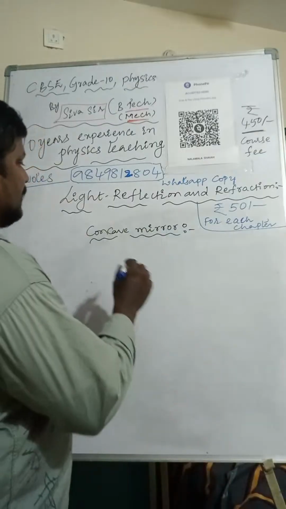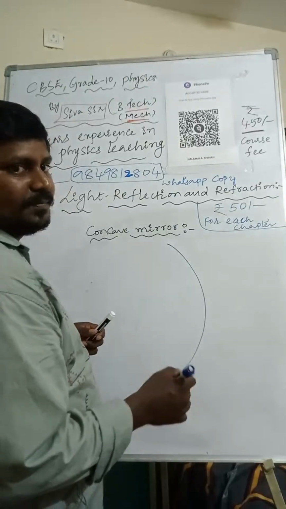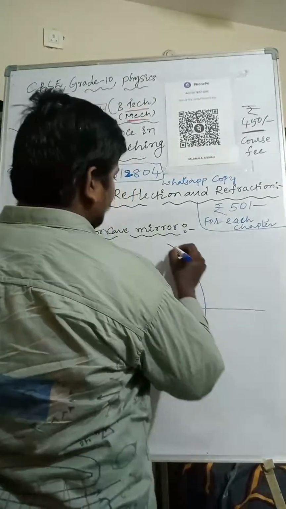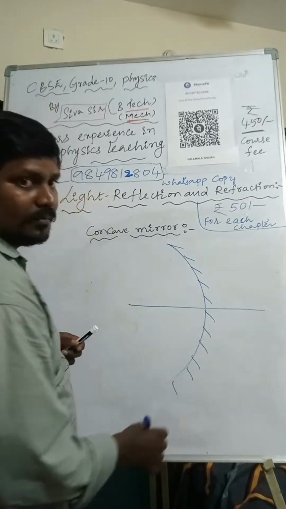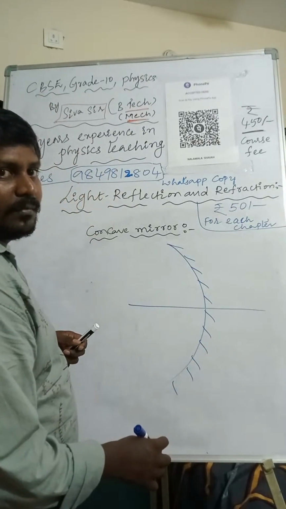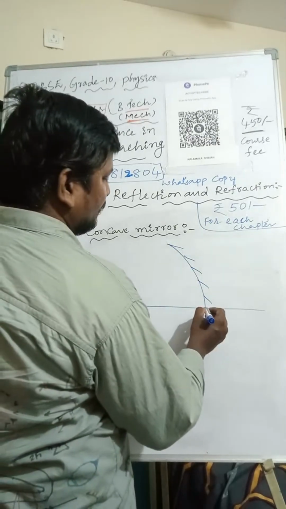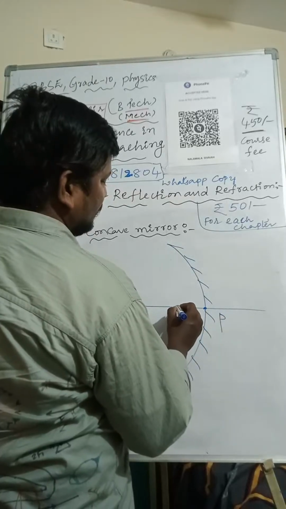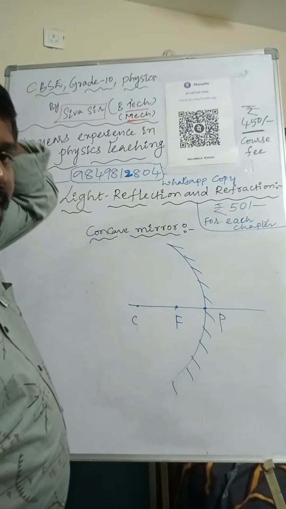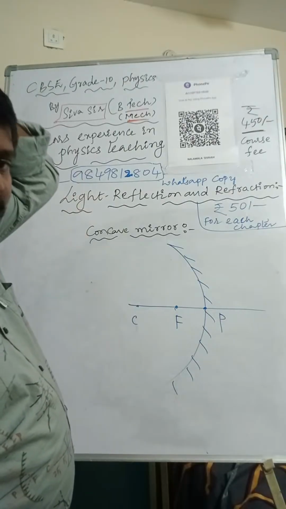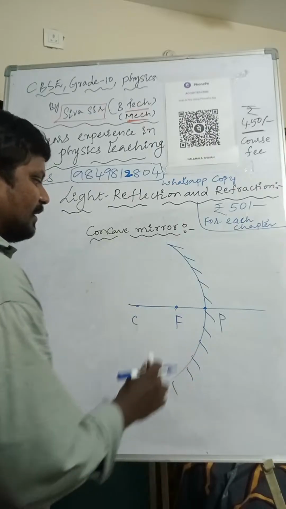Okay. So I'm considering the next one. Next image formation I'm considering here. So here I'm considering the pole, focus and center of curvature.